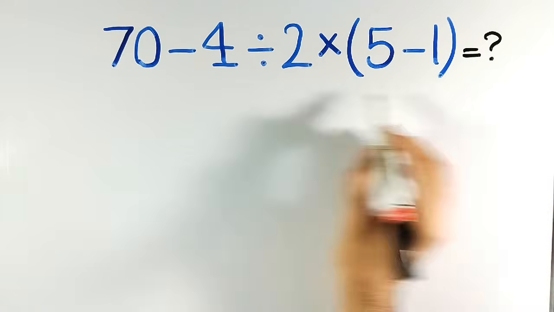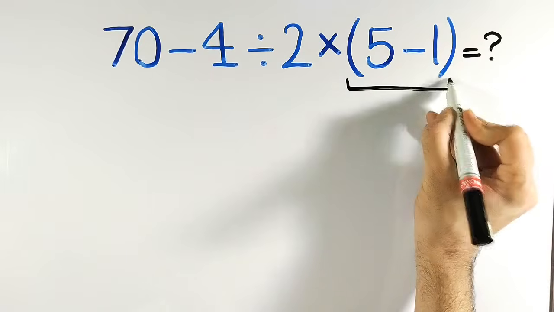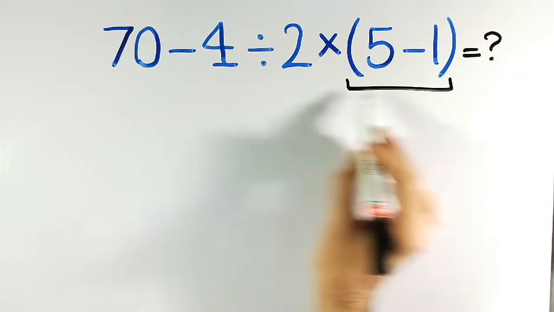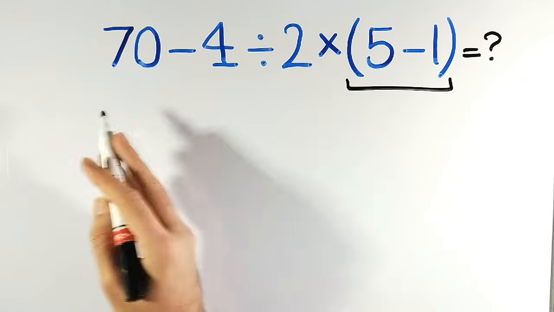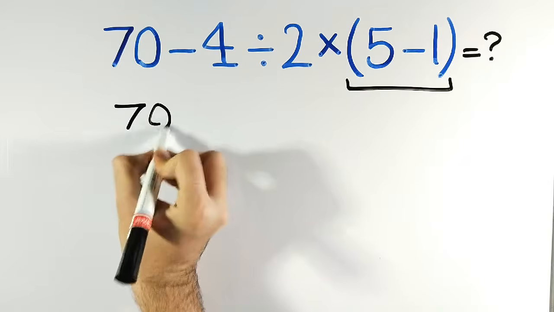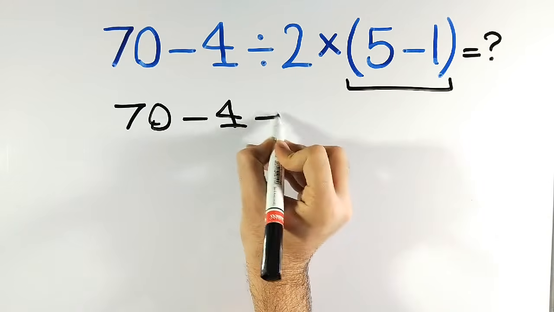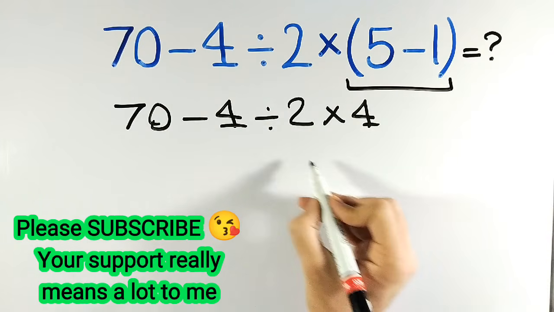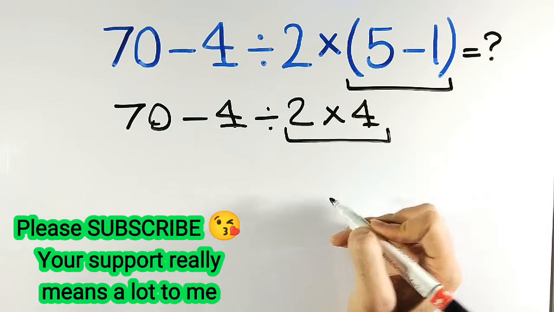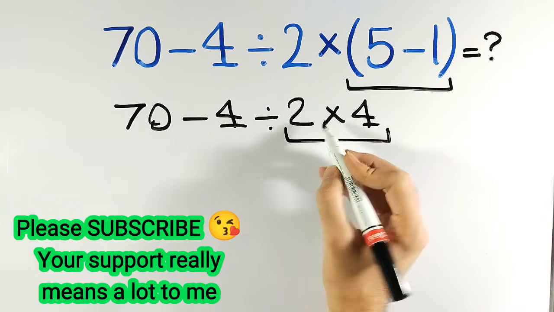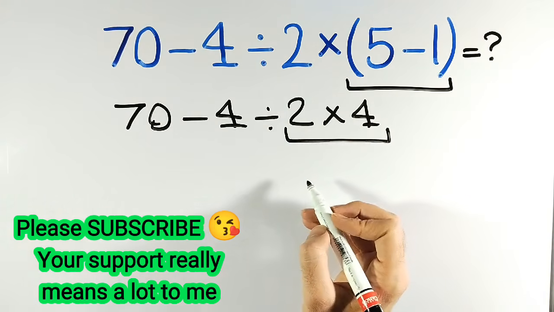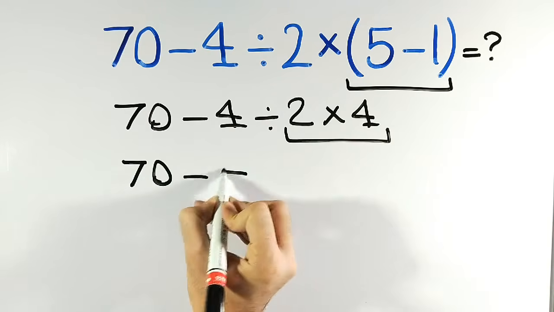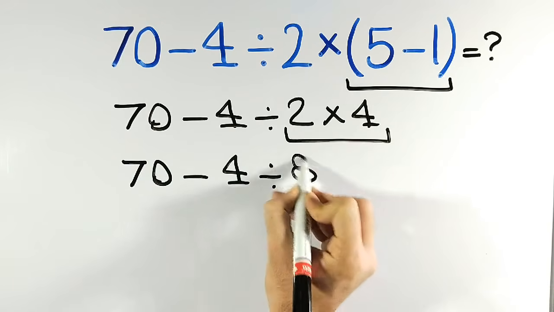Also, some other people when solving this question first go for the expression inside the parentheses because they believe parentheses have a higher priority than the other operations. So, instead of this expression, they write 70 minus 4 divided by 2 multiplied by 4. And the next step, they go for the multiplication between 2 and 4 because they believe multiplication has a higher priority than division. So, instead of this expression, they write 70 minus 4 divided by 8.